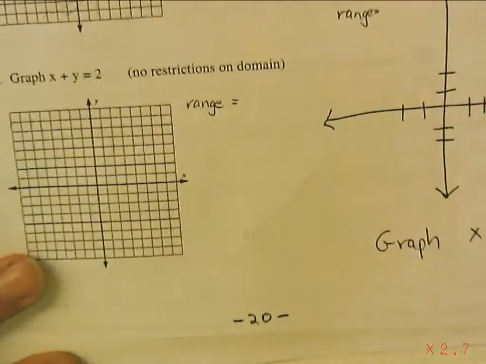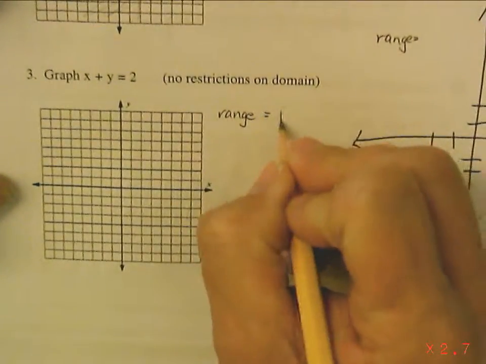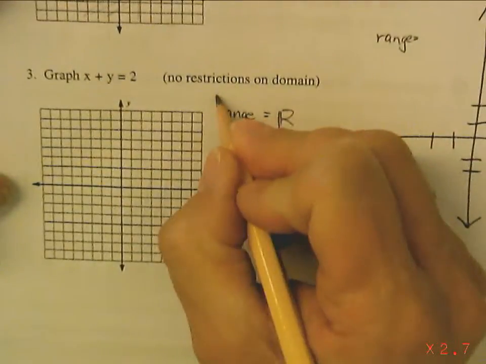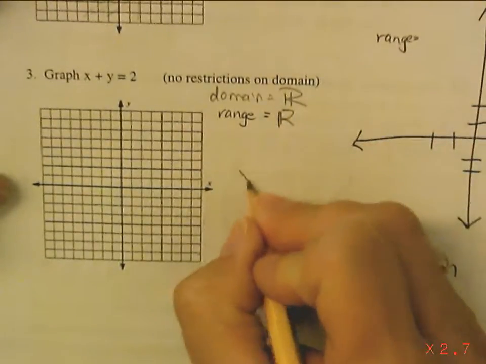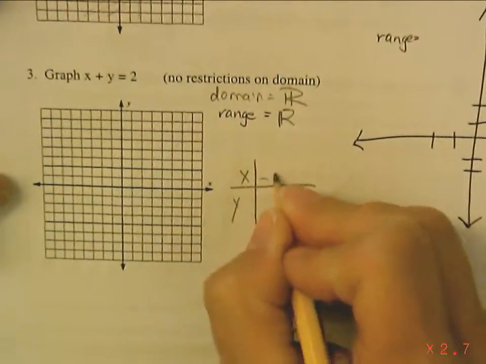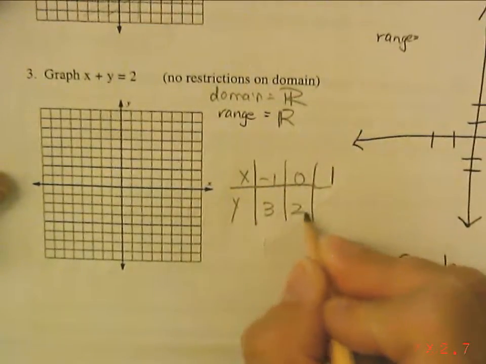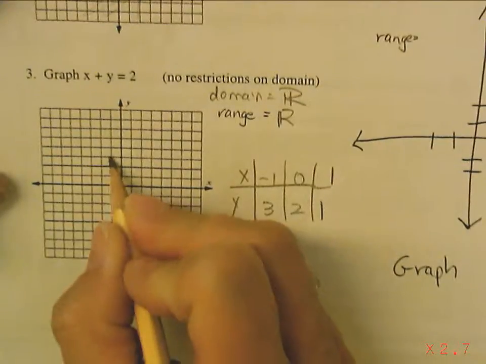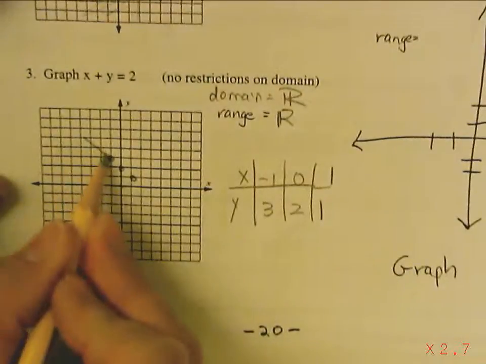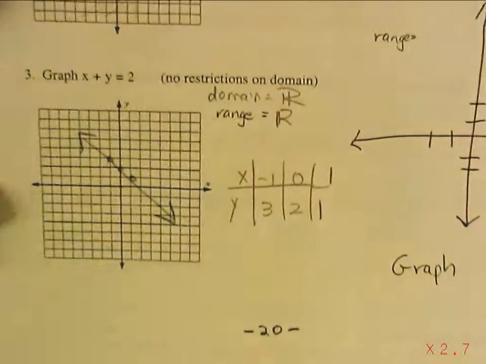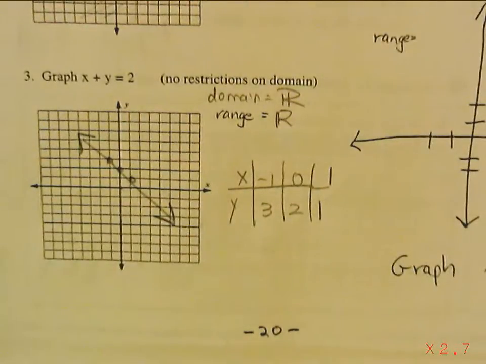And then finally, the last one, no restrictions on the domain. So that means the domain is all real numbers and the range is all real numbers. And I can pick any numbers I want. So I'm going to pick negative 1, 0, and 1. And I get 3, 2, 1. So (-1, 3), (0, 2), (1, 1). And now I connect it and put arrows in both directions because my domain is unrestricted and it includes all real numbers.